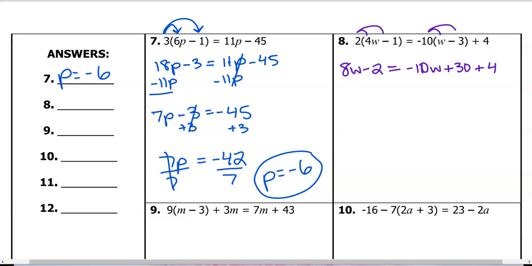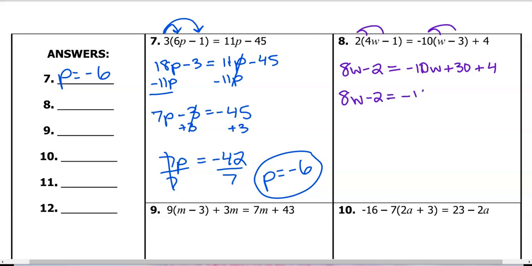All right, something new is happening that we haven't done yet. What am I going to have to do? Simplify. Yep. What can I simplify, technically? The 30 plus the 4. Good. So they're on the same side of the equal sign. They're like terms. We can put them together. So it becomes 8W minus 2 equals negative 10.